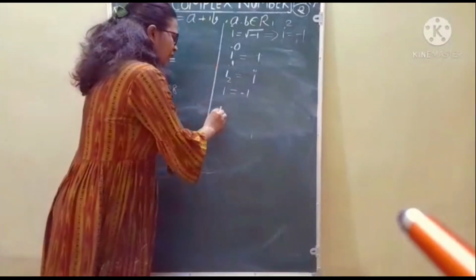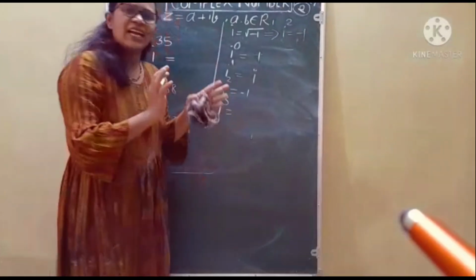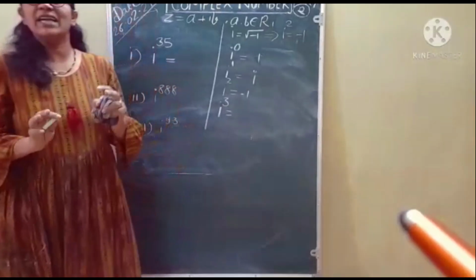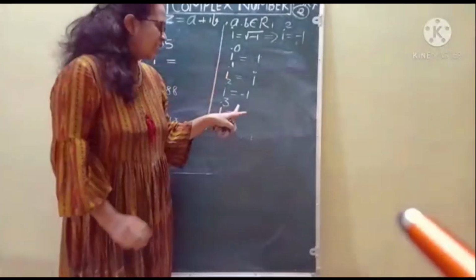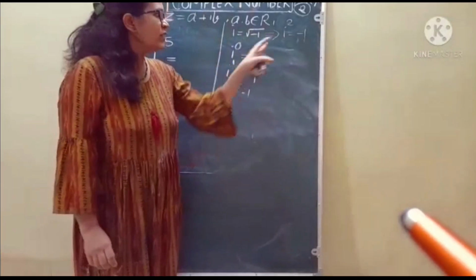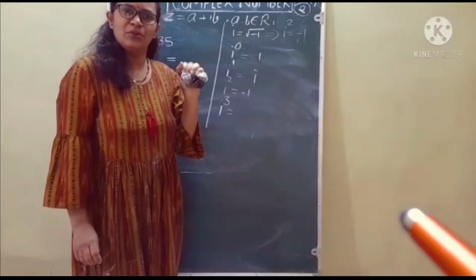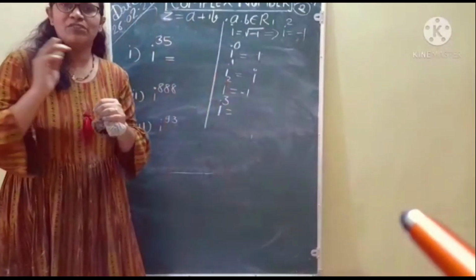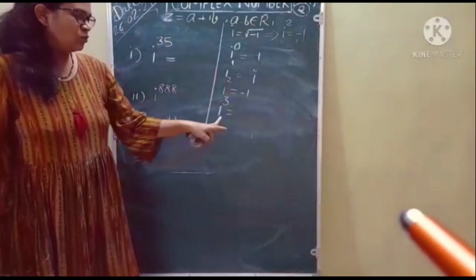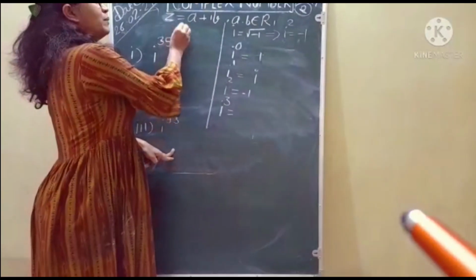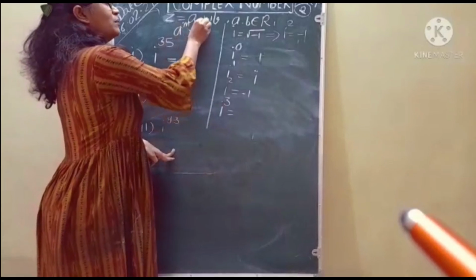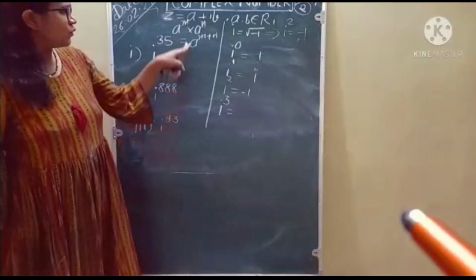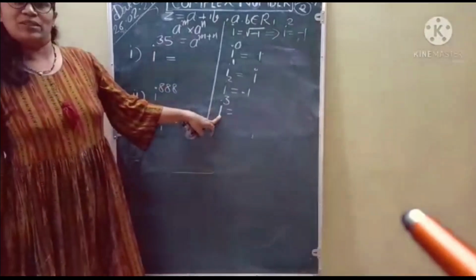If we have to find i to the power cube, we can't write the value directly. So for that we have to find a method, related to the definition. We know that i square is equal to minus 1. We have to separate this power 3 by using the rules of indices. Do you know that? The rule of indices is a to the power m into a to the power n equals a to the power m plus n. So we have to apply this formula here.